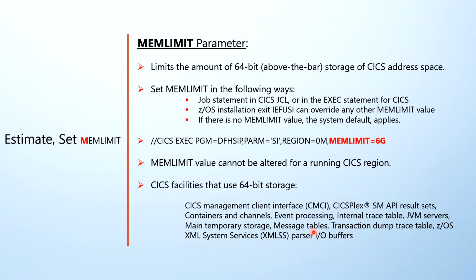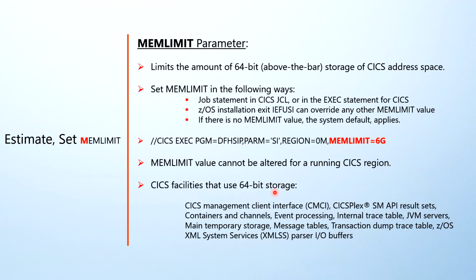The CICS message tables and CICS transaction dump tables and the XML parse services are all exploiting 64-bit storage, that is above the bar. Okay, so the REGION= and the MEMLIMIT parm will decide how big your CICS region is.